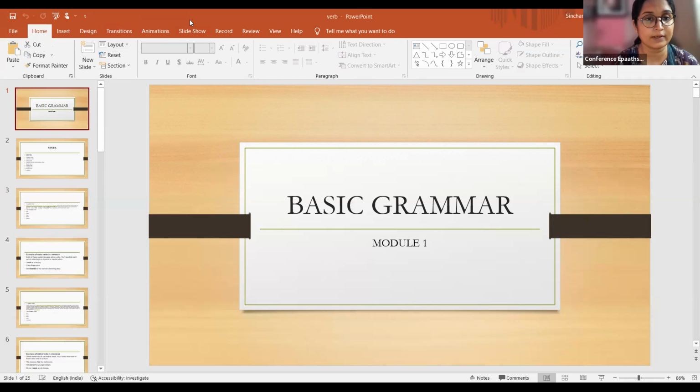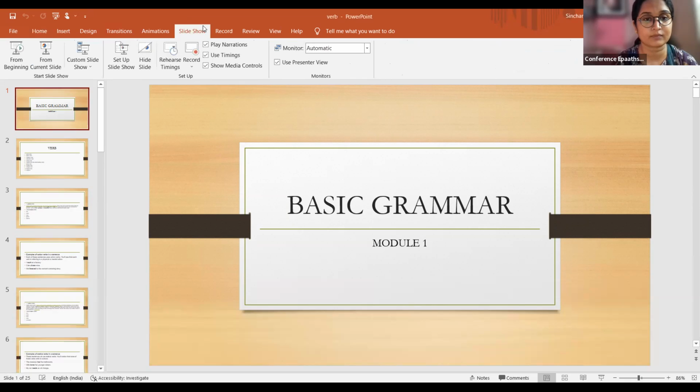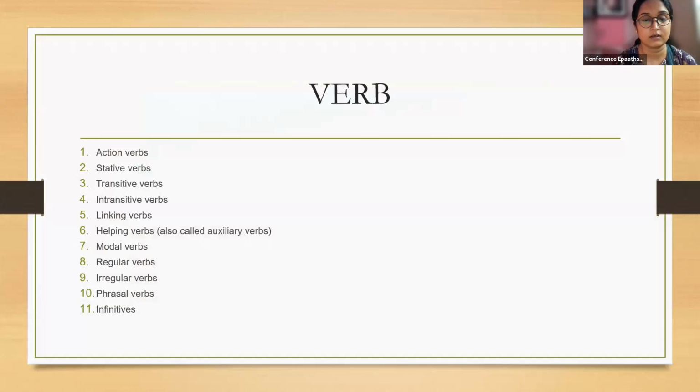So this was our topic. We were discussing verbs. So we have discussed action verbs. We have discussed stative verbs, then transitive verbs, intransitive verbs, linking verbs, helping verbs, modal verbs, regular verbs, irregular, phrasal, infinitives. So I'm telling all these things once again for revision.